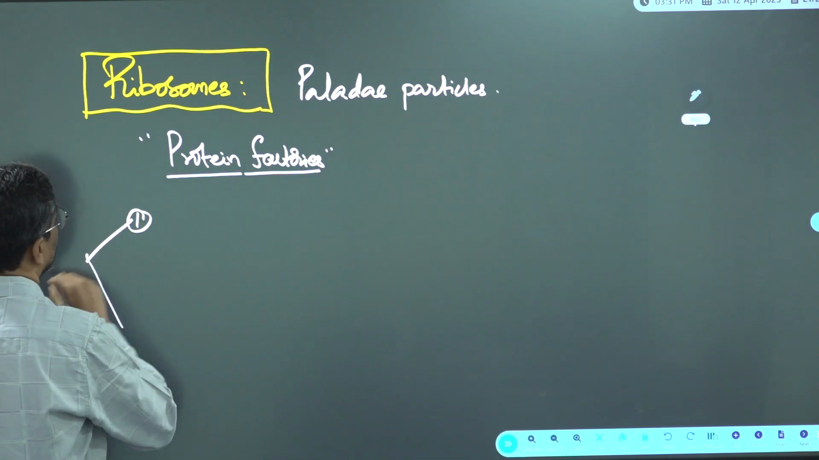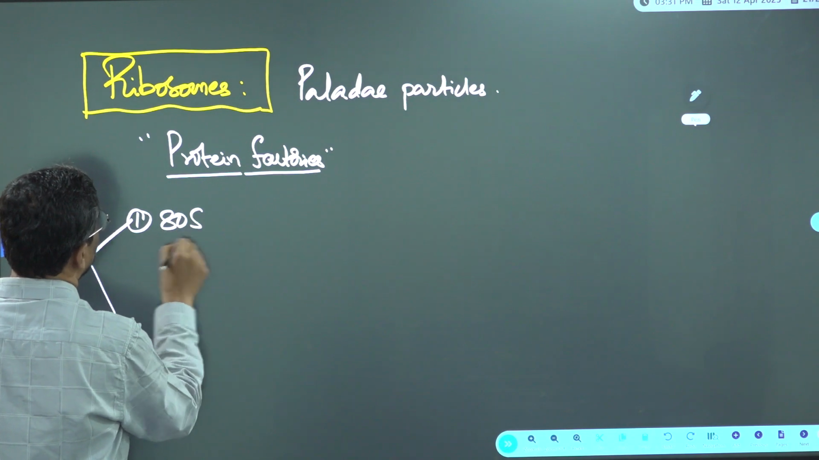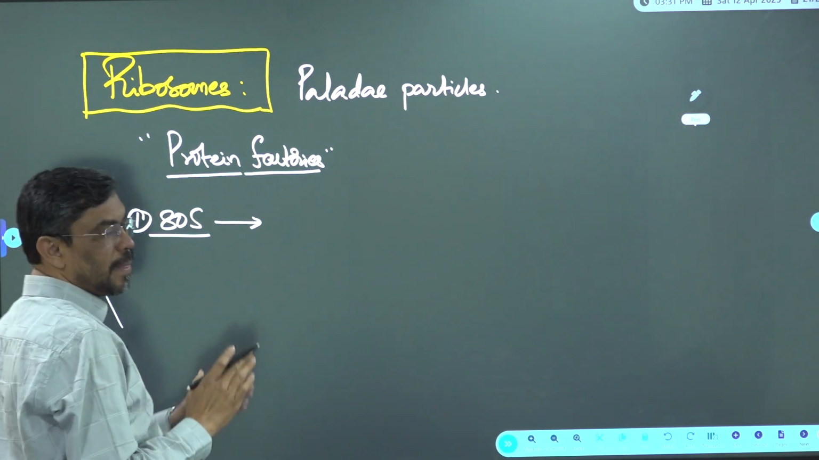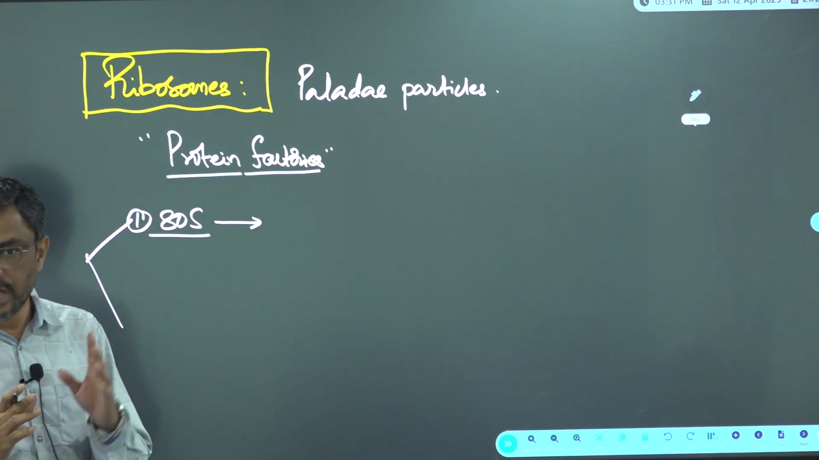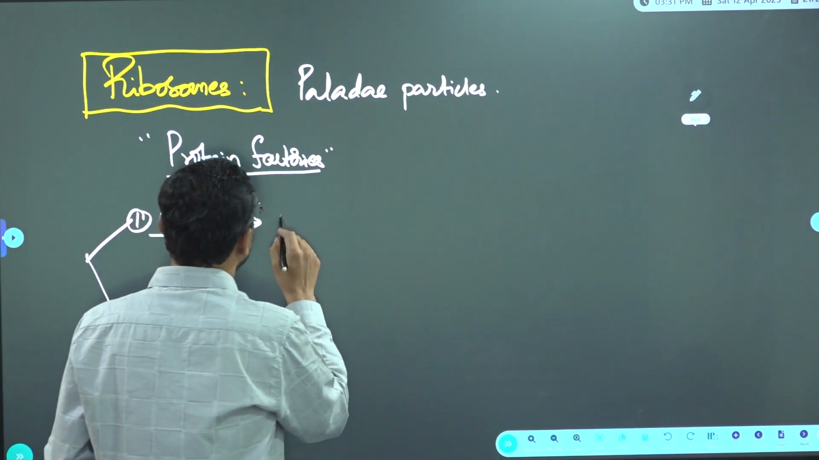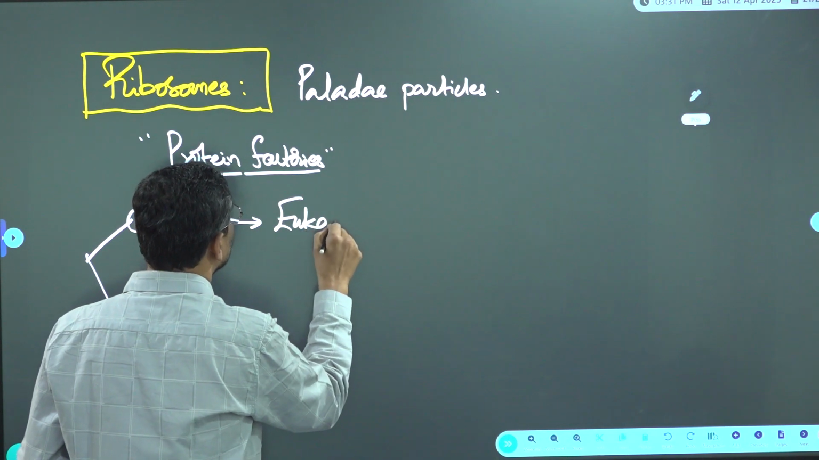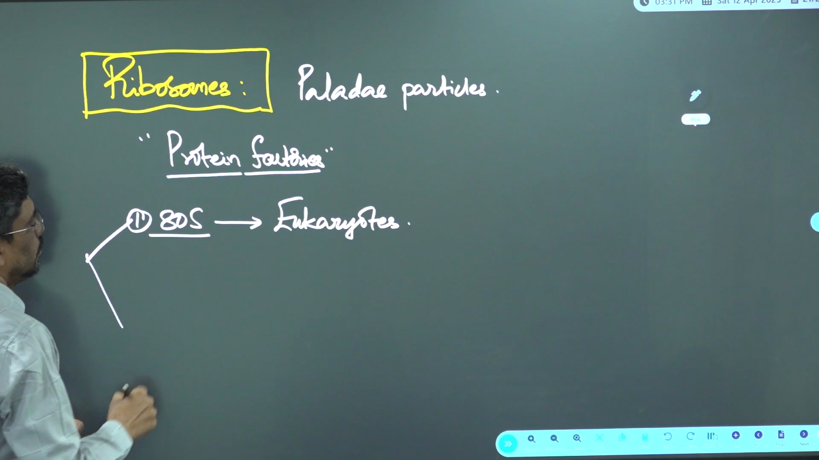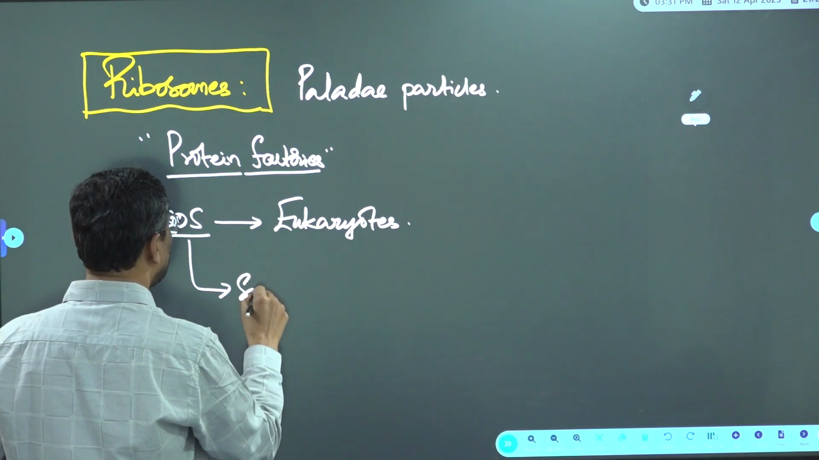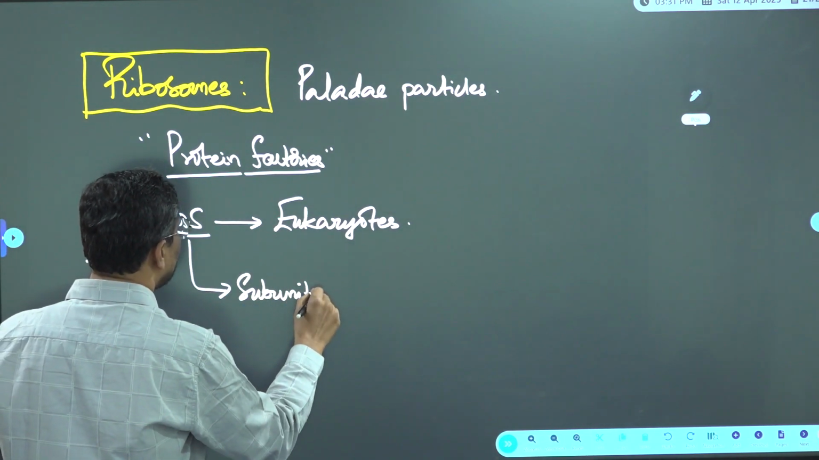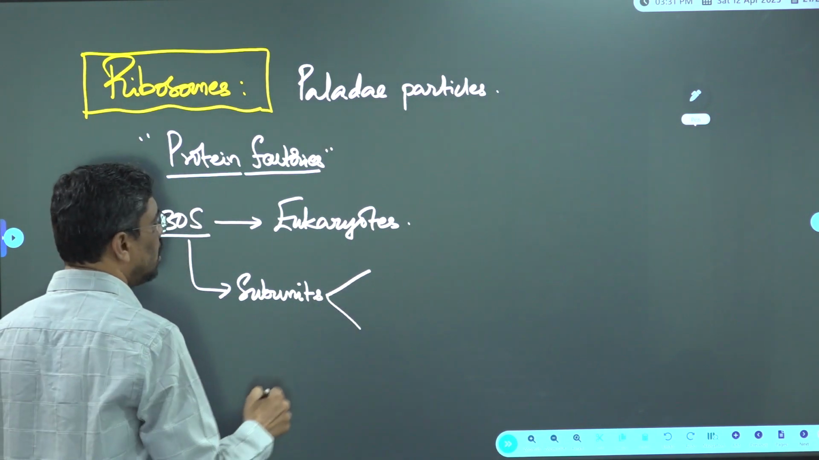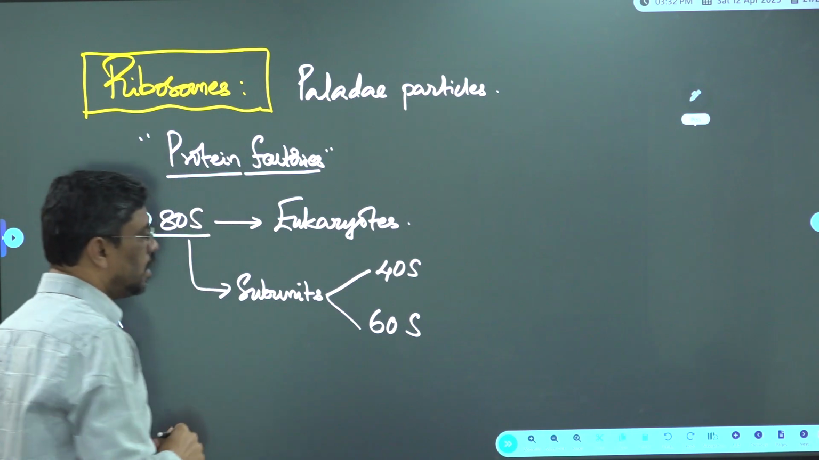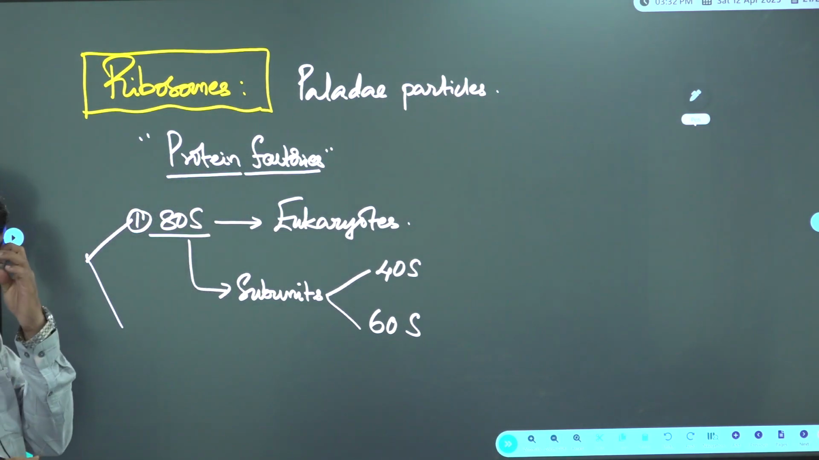One is 80S ribosomes. So, 80S ribosomes, 80 represents its molecular weight, and S is the Svedberg unit. They are present in eukaryotes. These 80S ribosomes have two subunits, 40S and 60S. You remember this one: 40S and 60S subunits.